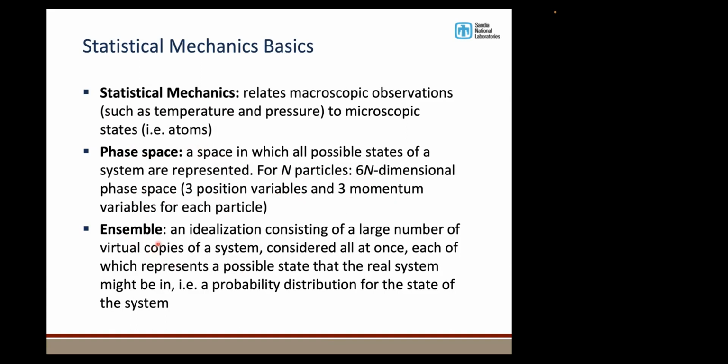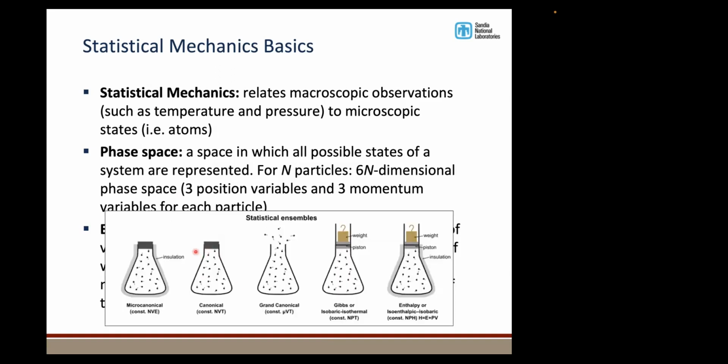If you take all of the atoms that can exist and idealize that into a large number of virtual copies of the system, that's an ensemble. If you consider those all at once, each of these represents a possible state of the real system. And so here's an example of different statistical ensembles. The most commonly used is NVE. You can see here that it's a constant number of atoms, volume and energy, so it's like an adiabatic insulation here. You can also control the temperature or the pressure, represented here by a piston.